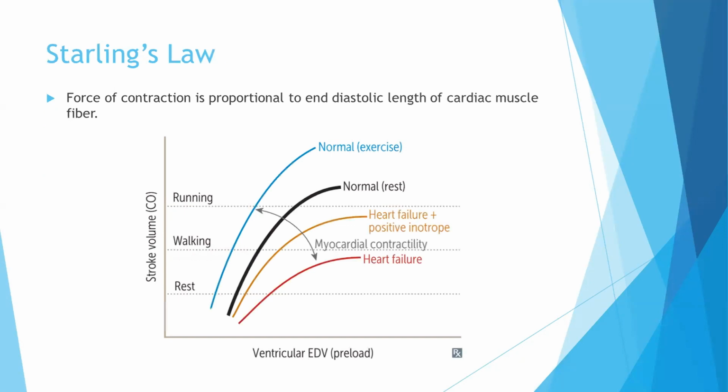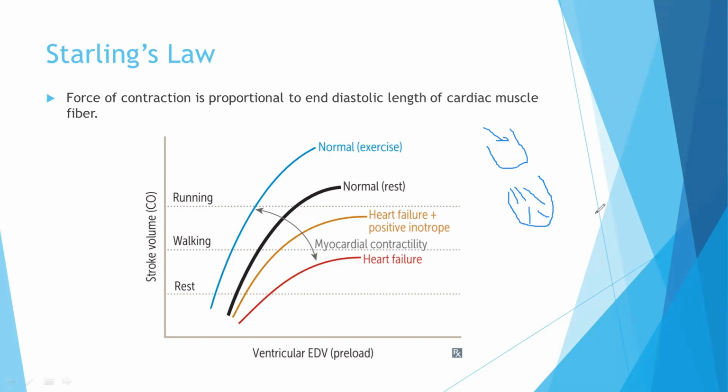Moving on to Starling's law, it says that the force of contraction is proportional to the end-diastolic length of the cardiac muscle. Let me explain this concept. For example, this is our left ventricle. The blood is entering from the left atrium into the left ventricle. Subsequently, there will be dilation of the left ventricle with the entering amount of blood, right? There will be more and more blood in the left ventricle, and the left ventricle will dilate, and at some point it will stop dilating. This is the maximum dilation that the left ventricle can go to.